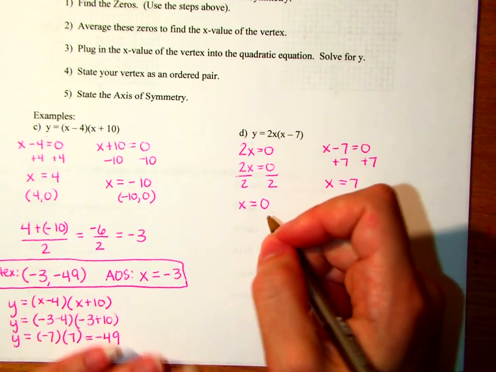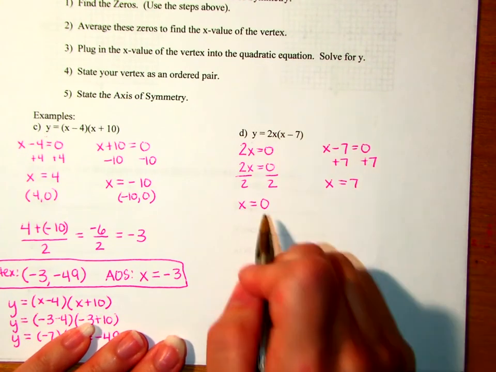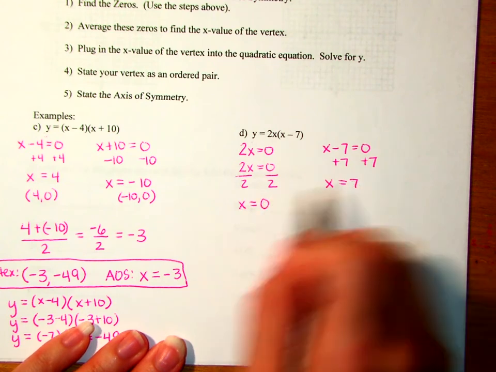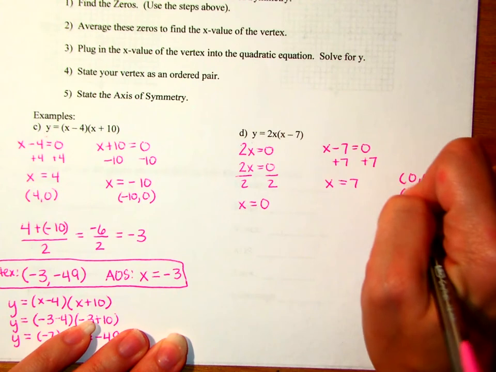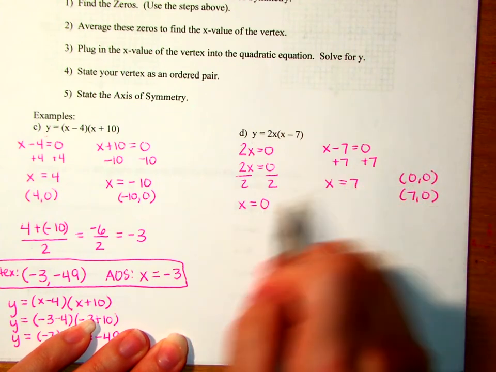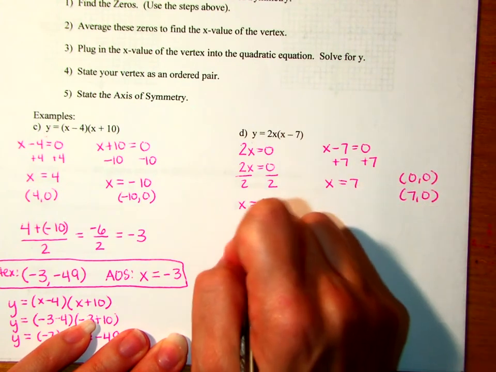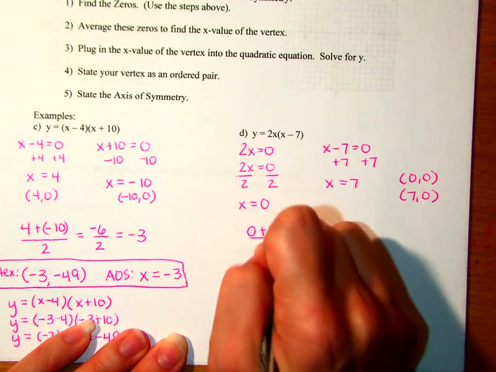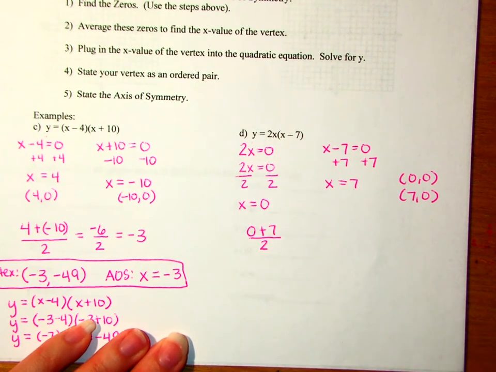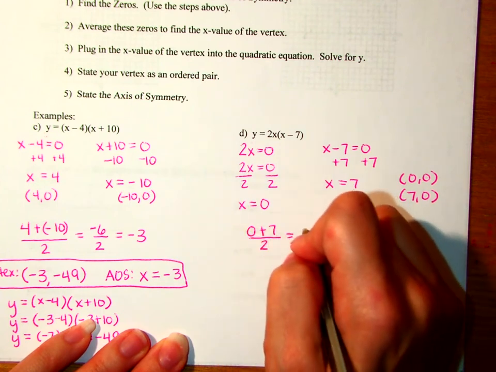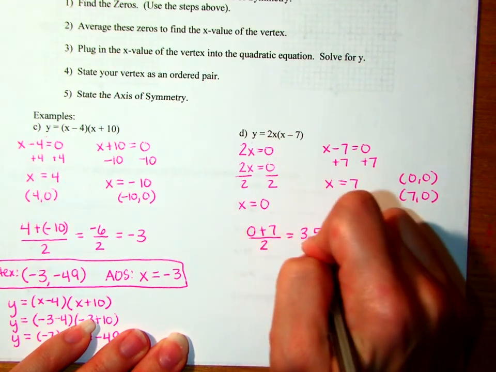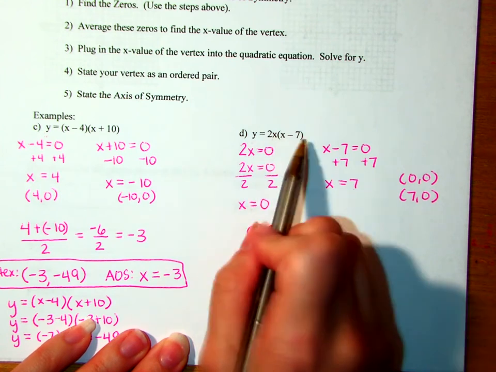Now, remember, we have to find the vertex. The way we do that is we average our zeros. Remember, those look like this on a graph: (0, 0) and (7, 0). But when I'm averaging, I'm just averaging those x values together. So we do 0 plus 7 divided by the 2 numbers we're averaging. This one gives you a decimal. 0 plus 7 is 7, and 7 divided by 2 is 3.5. That's what we're going to plug into the equation.